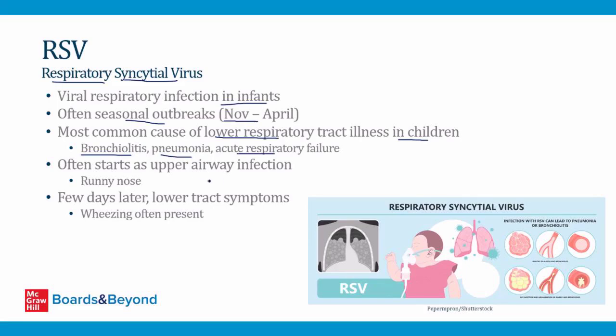It often starts with symptoms of an upper airway infection, so children who have this will have a runny nose for a few days, and then after that, they'll develop lower respiratory tract infections, in particular wheezing. This is a classic finding, and that's because the virus causes bronchiolitis, or inflammation of the bronchioles. It narrows those bronchioles, and that causes wheezes to develop when the child breathes.